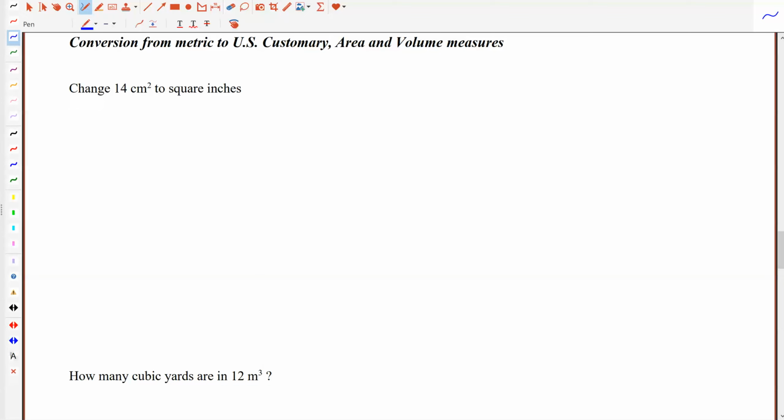Let's explore how we convert between the US customary and the metric system if I'm trying to do area and volume conversions. In our first example, we're going to change 14 square centimeters to square inches. So the given information, which is my 14 square centimeters, I'm going to put over 1. Now I technically have 2 centimeter units in here that I need to convert out.